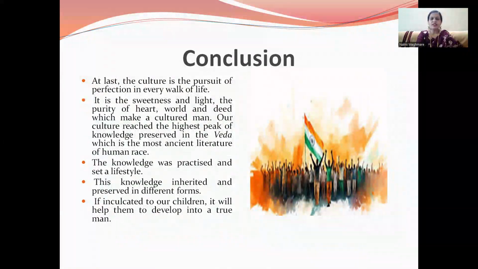It is the sweetness and light, the purity of heart, word, and deed which make a cultured man. Our culture reached the highest peak of knowledge preserved in the Veda, which is the most ancient literature of the human race. The knowledge was practiced and set as a lifestyle. This knowledge was inherited and preserved in different forms. If inculcated in our children, it will help them develop into true human beings.